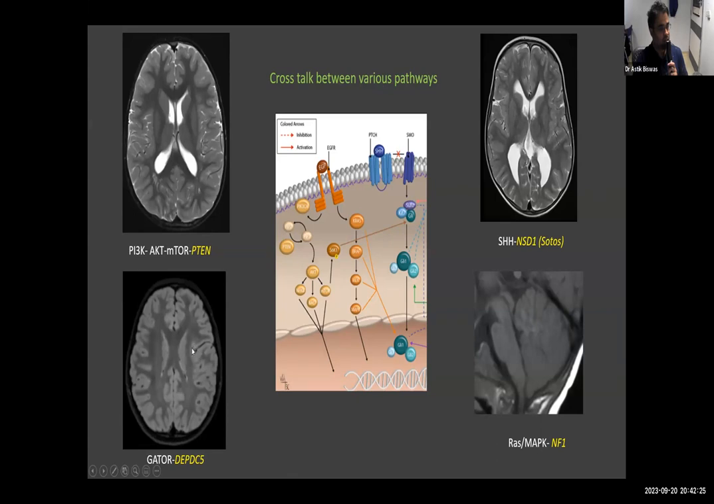This is a case of focal cortical dysplasia involving the sulcus here in a patient with a DEPDC5 mutation. So again, different gene mutations can cause similar imaging phenotypes, and that happens when we look at the pathway as a whole and not individual genes as such.